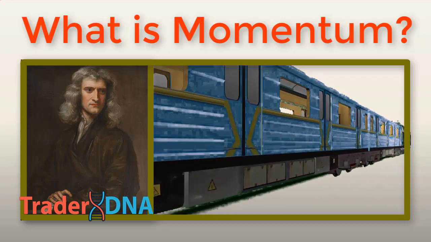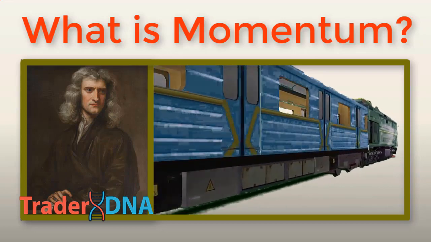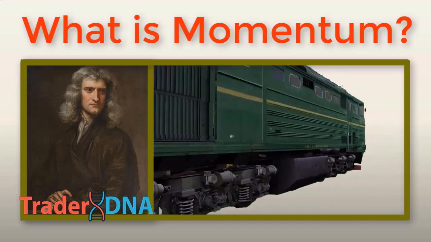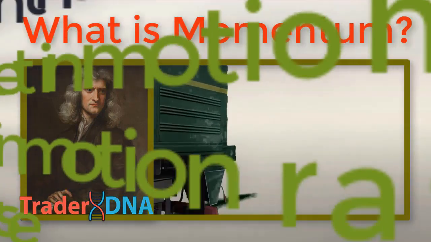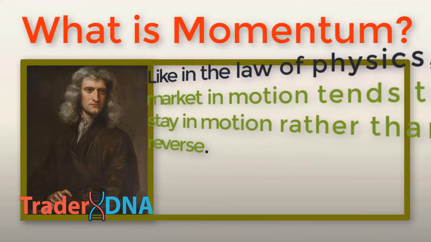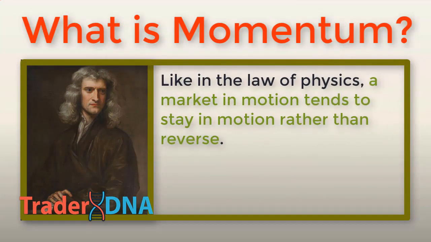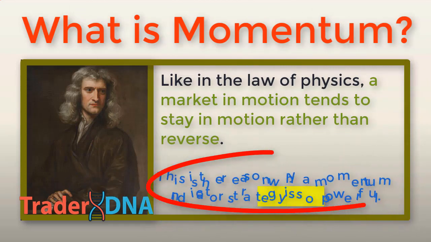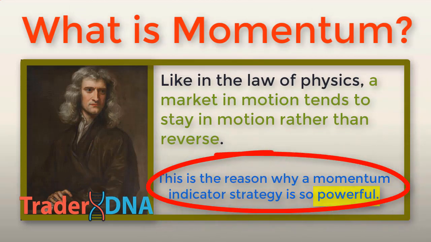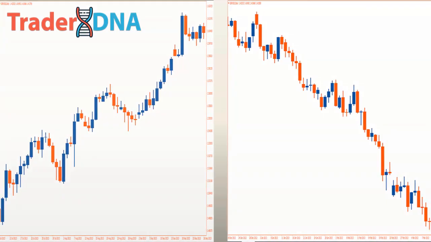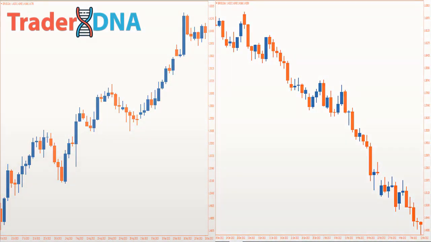For the momentum investor, the best part of the train ride is in the middle, when the train is moving at its highest velocity. Like in the law of physics, a market in motion tends to stay in motion rather than reverse. This is the reason why a momentum indicator strategy is so powerful. So, an instrument that goes up tends to continue going up, and instruments that are going down tend to continue going down.